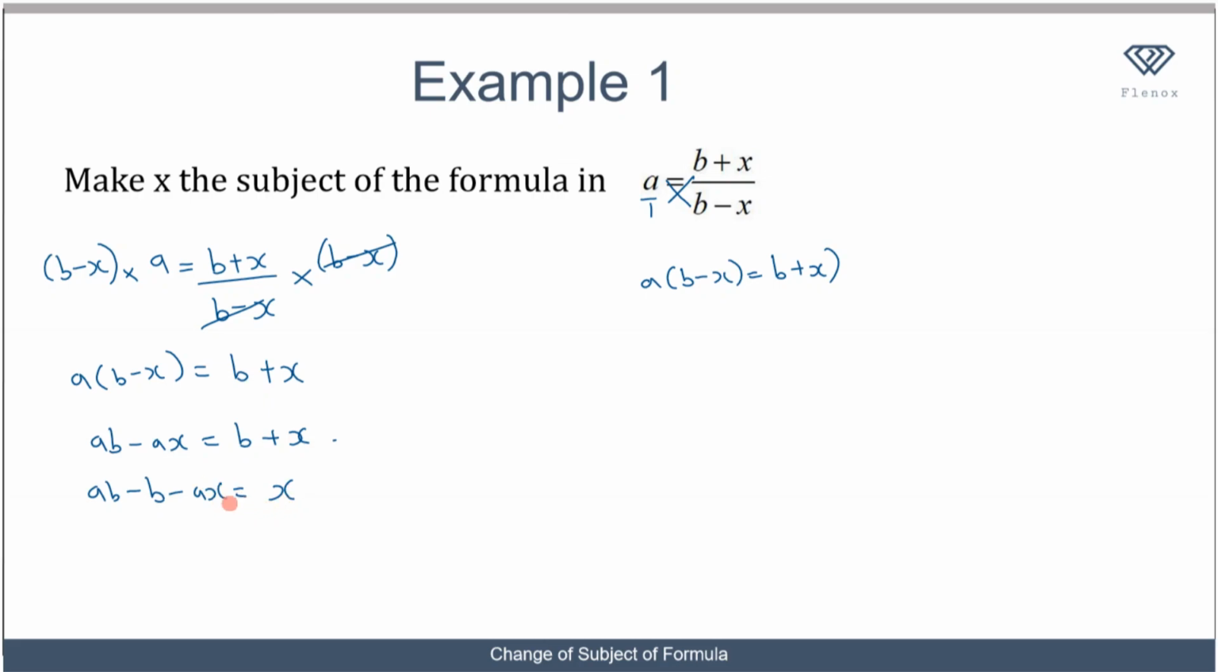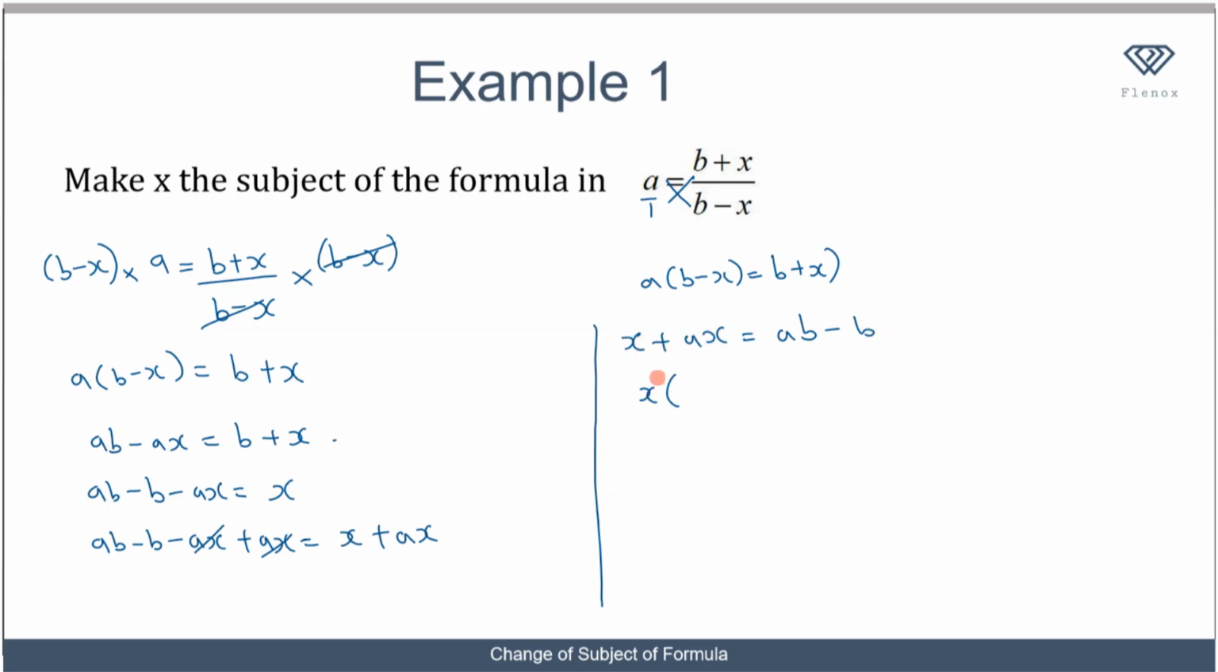And if I add ax to both sides, I have ab minus b minus ax plus ax is equal to x plus ax. So this cancels this. I'm left with what? I'm left with x plus ax is equal to ab minus b. Then I can factorize. x is common to both of them, so I have x into bracket, and what am I left with here? I'm left with 1 plus a. Similarly, b is common to this side, and I'm left with what?